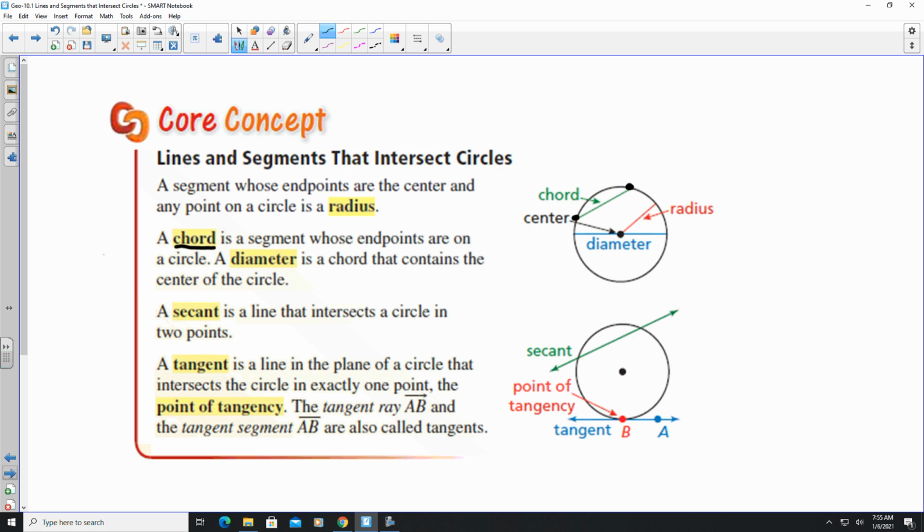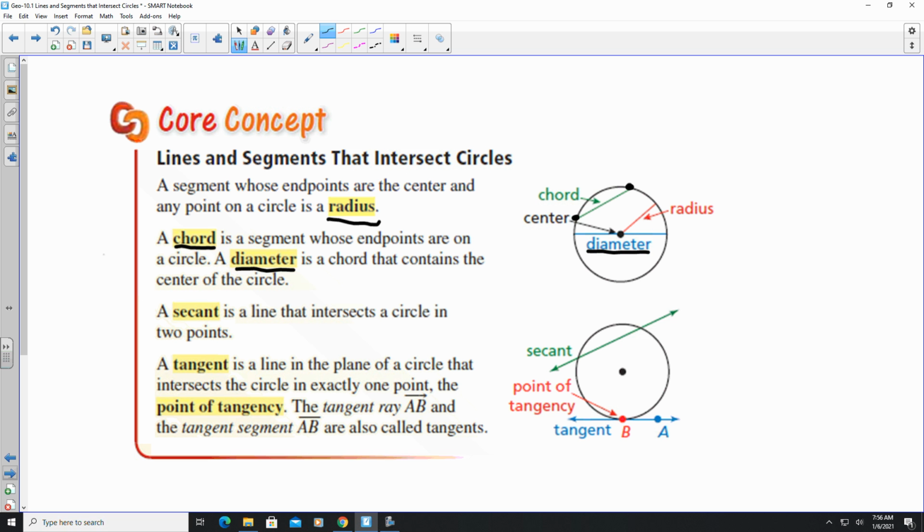Now, of that statement, you have more specific chords, and we have a diameter. A diameter is also a chord, but it is a very specific chord. This specific chord means that it's a line segment that crosses through the center point of the circle. Another type of line segment that is not a chord is a radius.